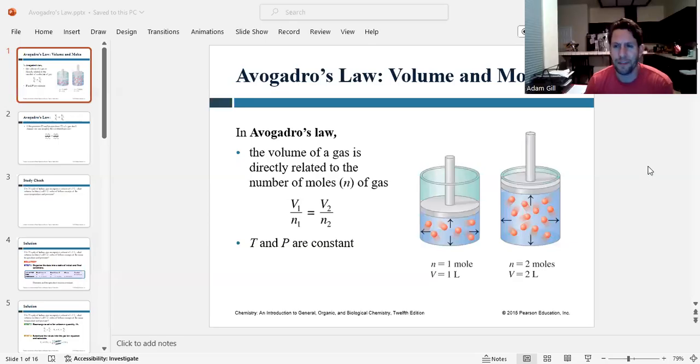Hey everyone. In this video, we're going to be looking at Avogadro's law, which is the comparison of volume and moles. And so when we're looking at volume and moles, we're assuming that temperature and pressure are constant. And then the concept here is if you have more moles of gas, they're going to occupy a larger volume. Makes sense, right? More molecules of gas take up more space.